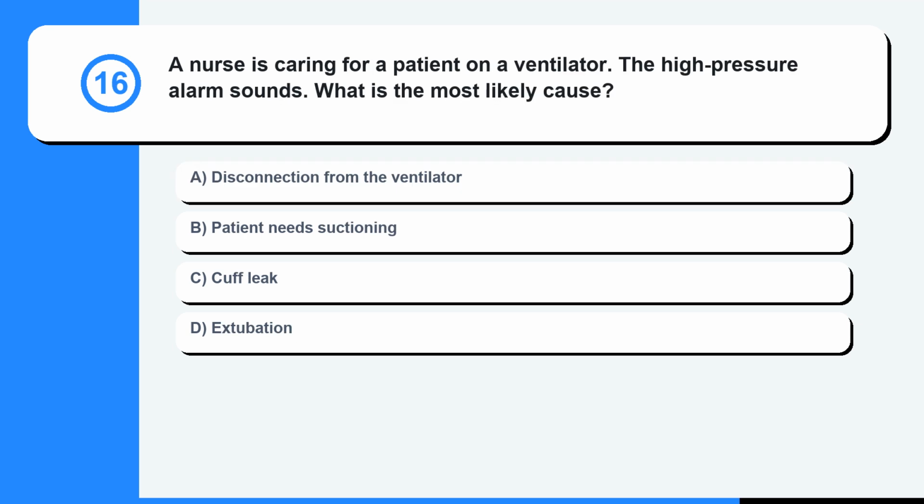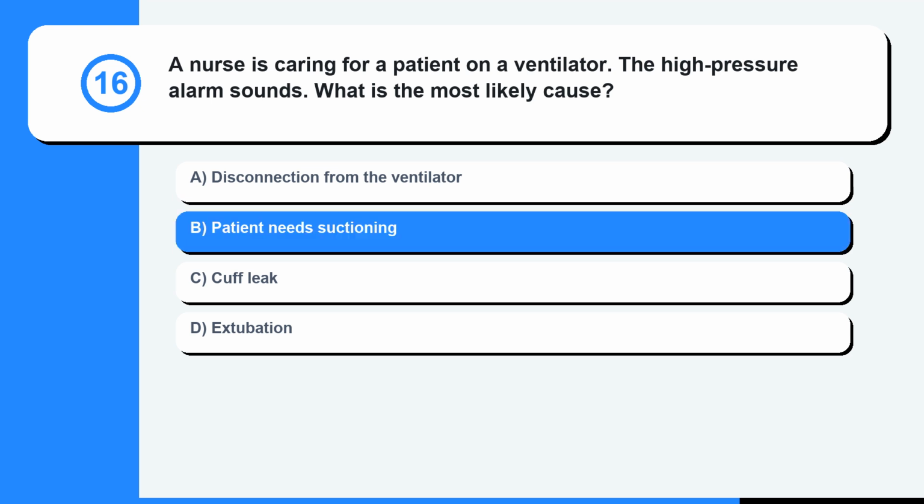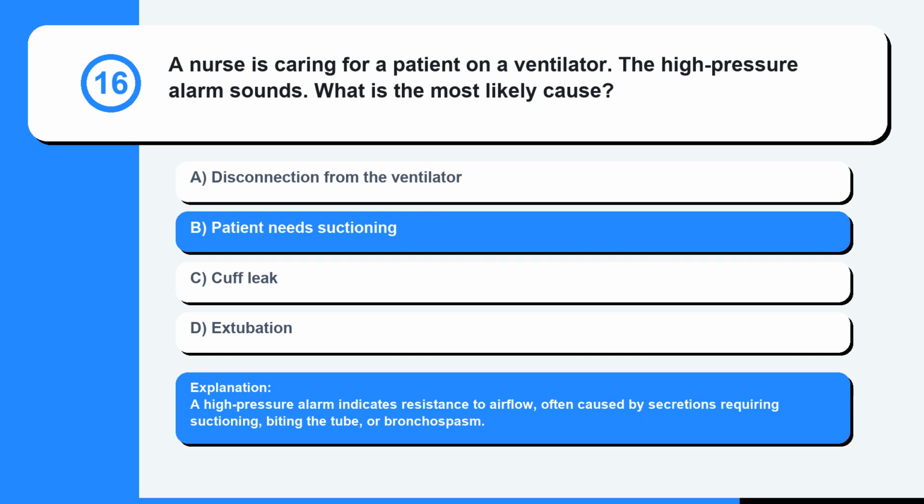Question 16. A nurse is caring for a patient on a ventilator. The high-pressure alarm sounds. What is the most likely cause? A. Disconnection from the ventilator. B. Patient needs suctioning. C. Cuff leak. Or D. Extubation. The correct answer is B. Patient needs suctioning. A high-pressure alarm indicates resistance to airflow, often caused by secretions requiring suctioning, biting the tube, or bronchospasm.